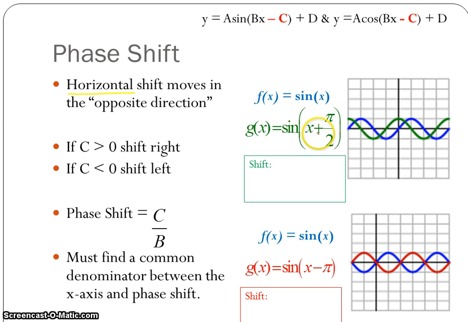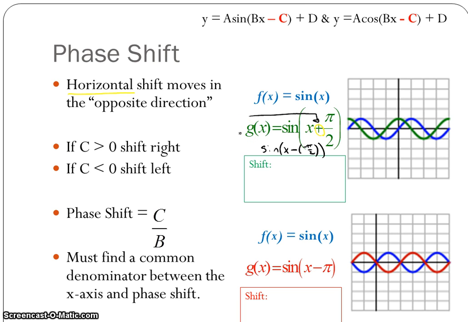So in this, when it has sine of x plus pi over 2, that's really when we have a shift of sine of x minus a negative pi over 2. Okay, so in the position, right, so it's x minus your c value, x minus c. So when you see a plus, I want you to remember, oh, that's the opposite direction, so this is going to be a shift left.